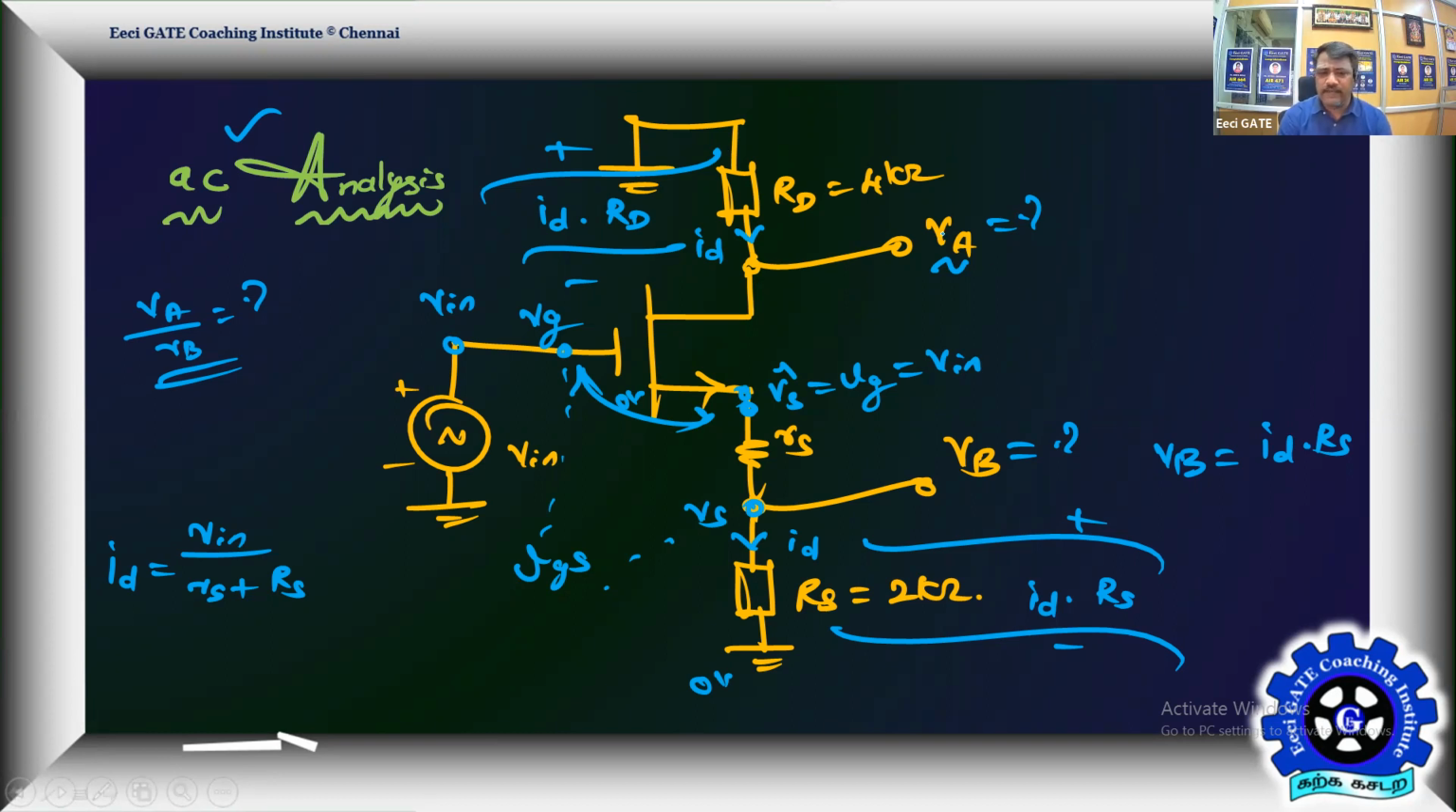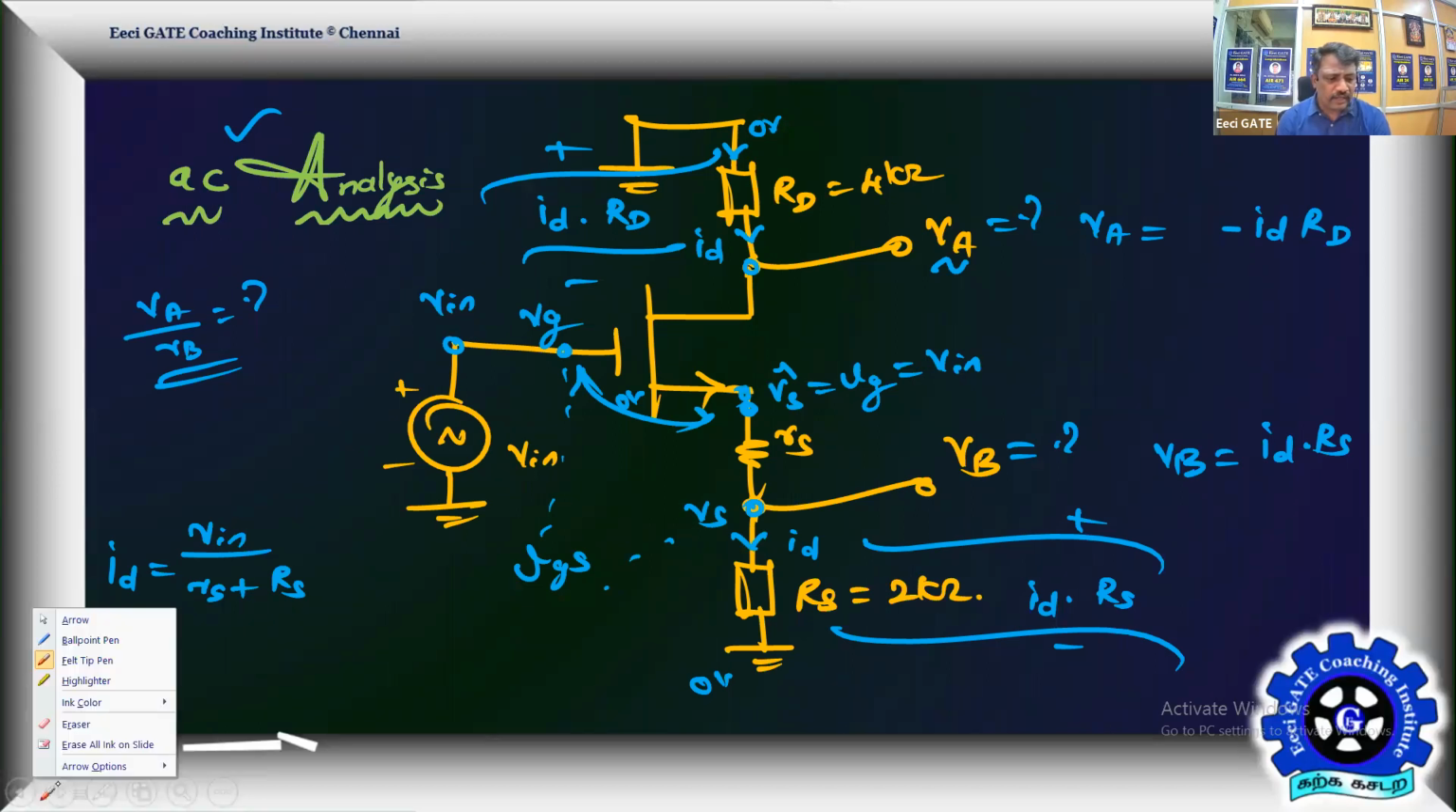Now the goal is to find VA. What is the top potential here? 0, and the current is down. Therefore, you're going to lose this drop from 0 volt. That means your VA is equal to 0 minus ID into RD. Let me straight away write it: minus ID into RD. So the potential at the drain terminal, your VA, is going to be minus ID into RD. Yes, the problem is almost over. You can sense the route from now.